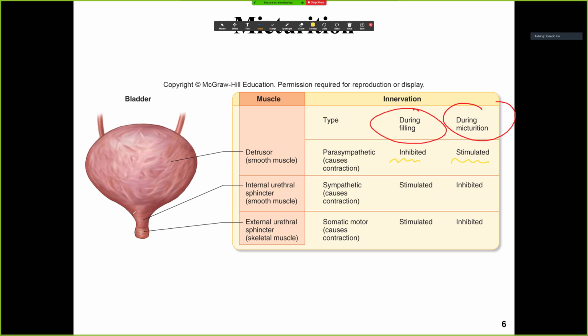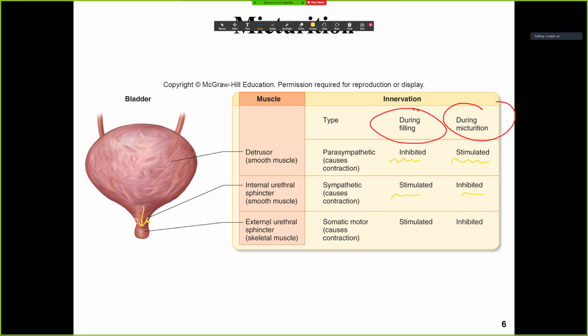On the bottom end, the IUS, so this is the first door, this is the very first door, internal sphincter that you can't control. During the filling phase, it is stimulated because you want to close it so that you don't have urine leaking out. But the moment you begin to urinate, right, it makes really clear sense, the door is going to then open up so that you allow urine to come out, right? So then, of course, it's inhibited during micturition.